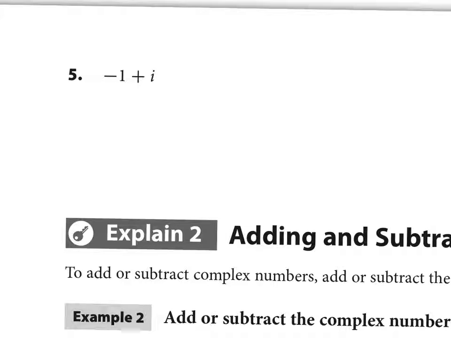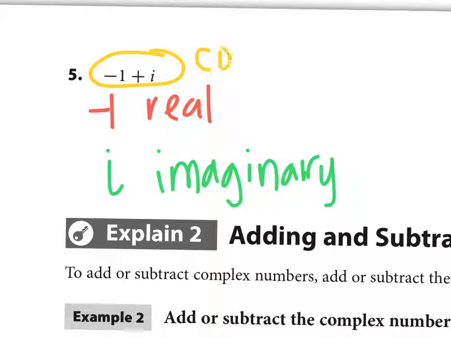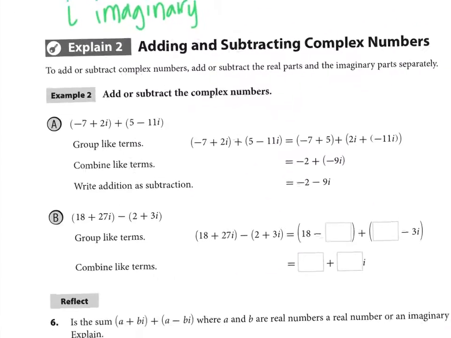If I look at the top of the next page, I have negative 1 plus i. Well, there's two parts to this. There is the negative 1, and then there is the i. The negative 1 is going to be the real part of my number. The i is going to be the imaginary part of the number. And the whole thing, the negative 1 plus i, is a complex number, because it has a real part and it has an imaginary part. So it's got both.